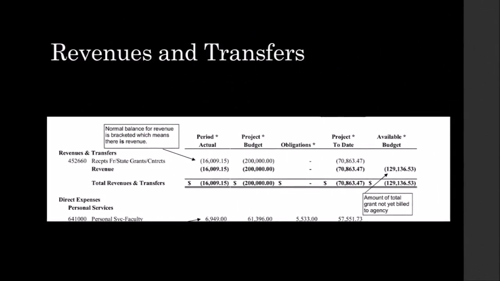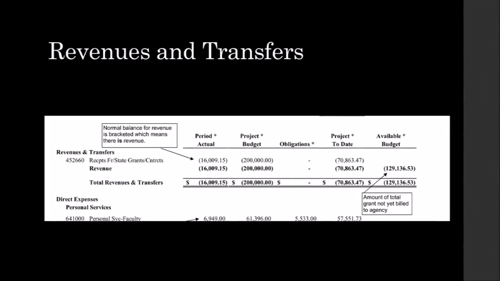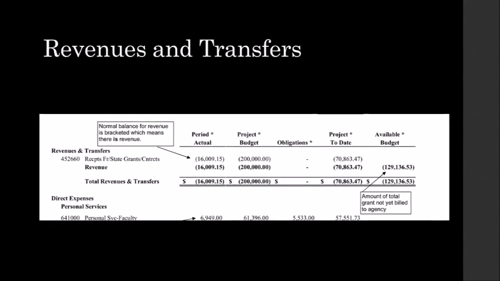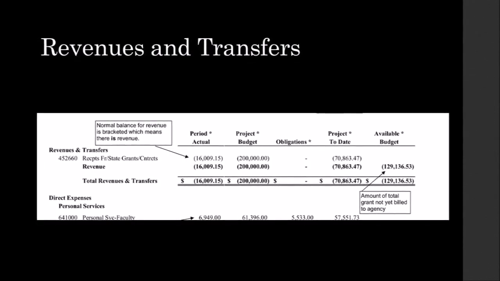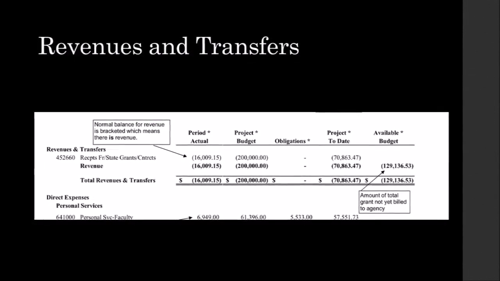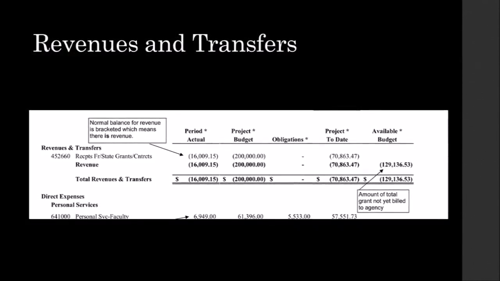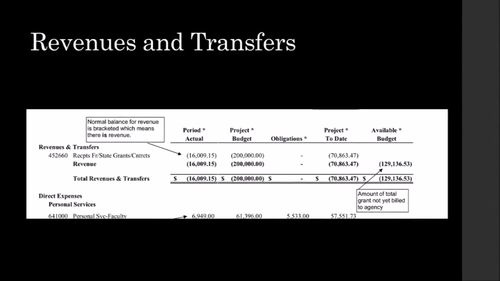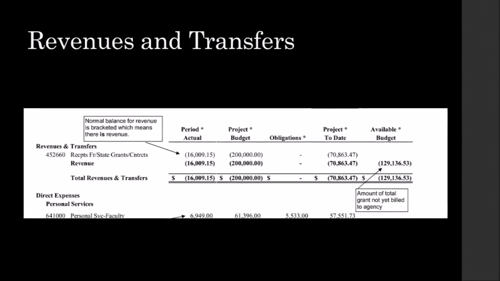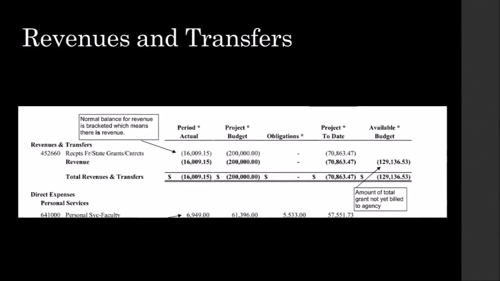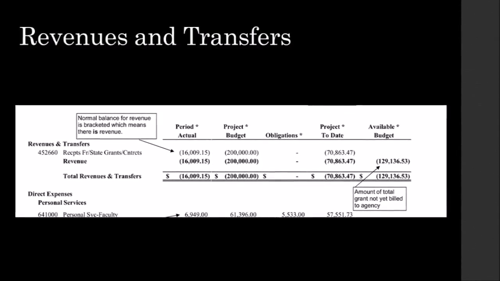The fourth area that should be reviewed by all award managers is the area of revenues and transfers. In this section, and in the sections below, there are 5 columns with key information. In this section, you can look at the period actual amount, the first column. The balance in this column is the total activity for the month of both revenues and expenses. This amount is also included in the project to date amount.